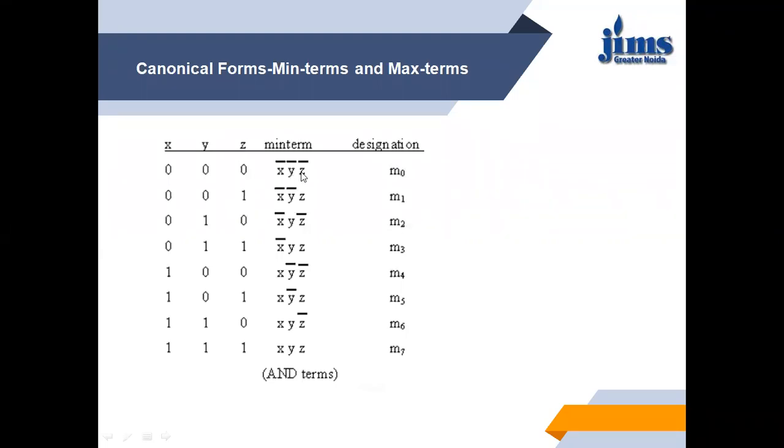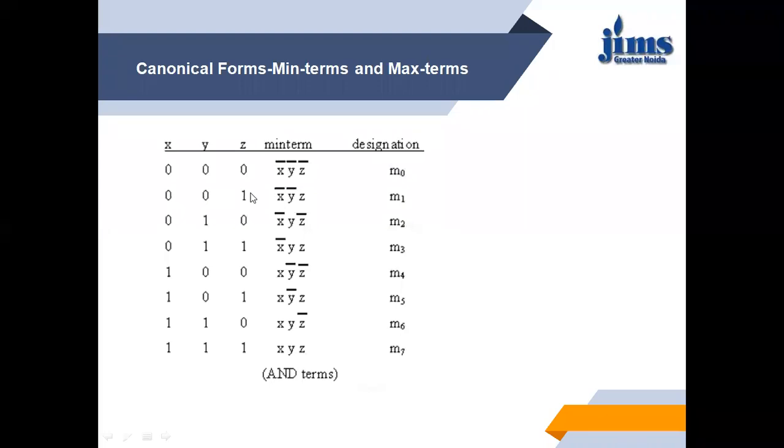So the min terms are represented as AND terms. I have written here the AND term, or the product term. So I write 0, 0, 0, which means x bar, y bar, z bar. Suppose it is 1, 1, 1. The 1 stands for without complement. That means x and y and z. So these are the terms.